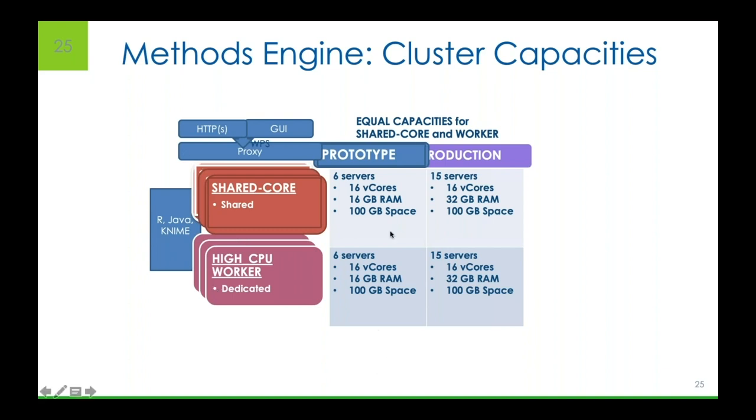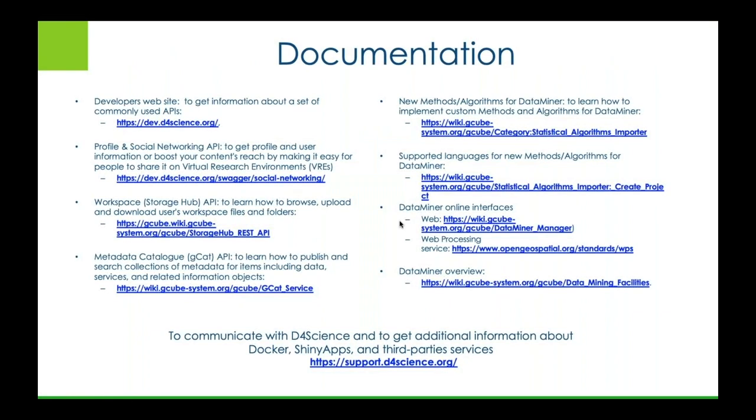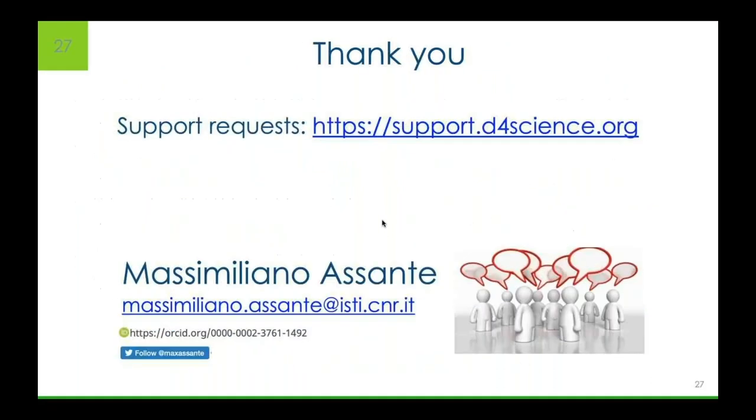Both the modalities, shared core and the worker, have equal capacities. So in the prototype, which is, as I said, available in SoBigData Lab, we have 6 servers with 60 cores, 60 gigas of RAM, and 100 gigas of space each. In production, we have 15 servers, which have 16 cores, 32 gigas of RAM, and 100 gigas of space. But this can be, of course, increased if necessary. So for instance, if you already know that your method needs 64 gigas of RAM, we can manage this kind of request.